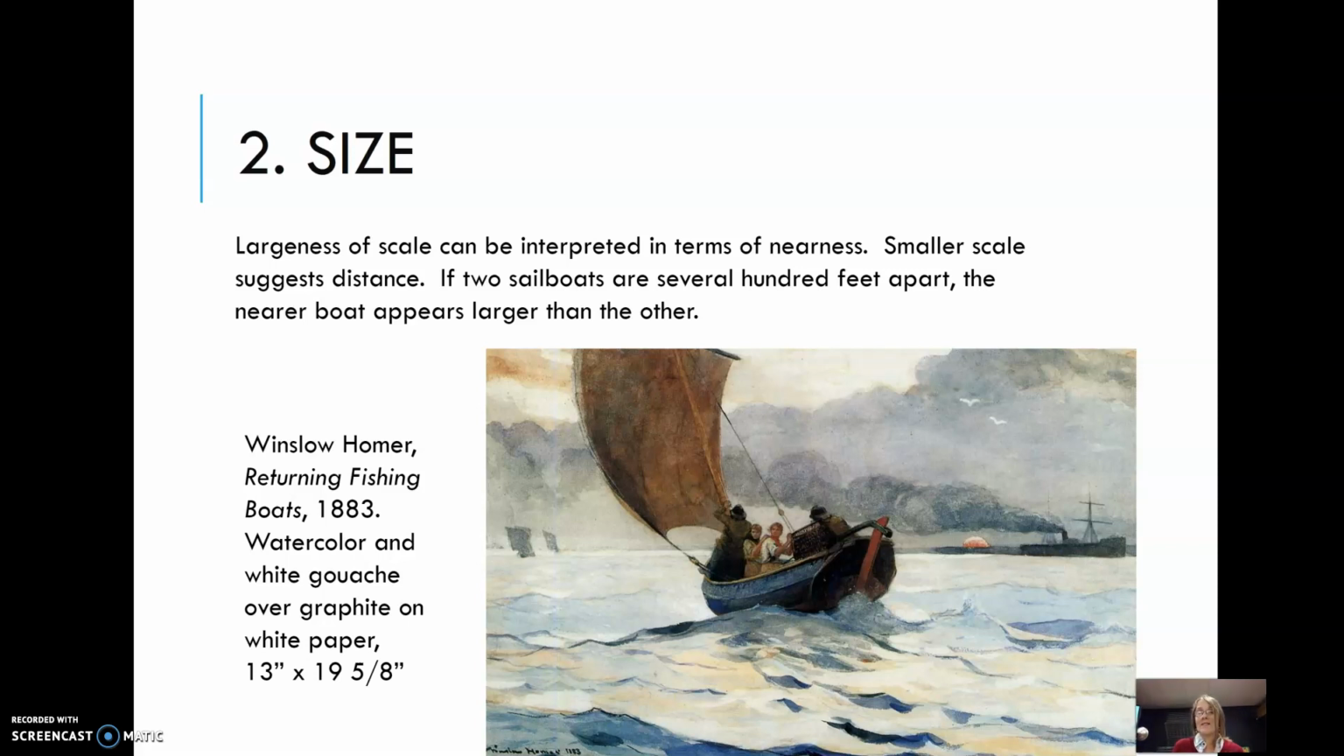So size, making something large scale in the foreground, is going to be different than making something small scale in the background. So that's a way to create the illusion of space on a flat two-dimensional surface like a sheet of paper.